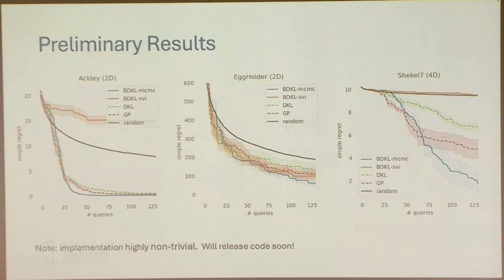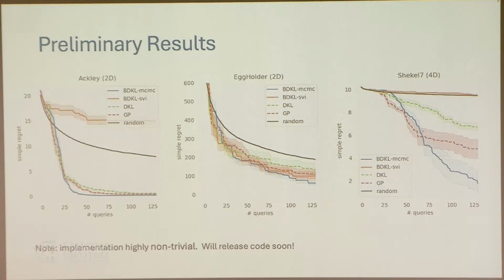And so here's some preliminary results on synthetic data in terms of Bayesian finding the best possible design. Lower is better. And the thing that you see is that stochastic variational inference can sometimes do quite poorly, whereas the Bayesian deep kernel learning with MCMC is reliably very good, sometimes much better than the alternatives. And of course, this is just on synthetic data sets. We haven't scaled this yet to the larger data sets.